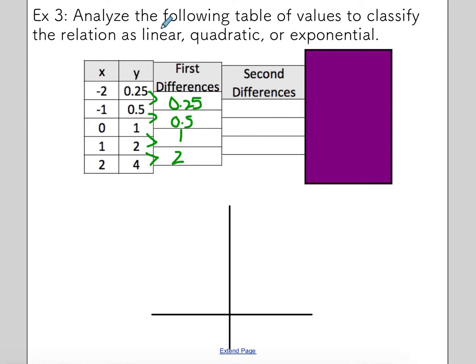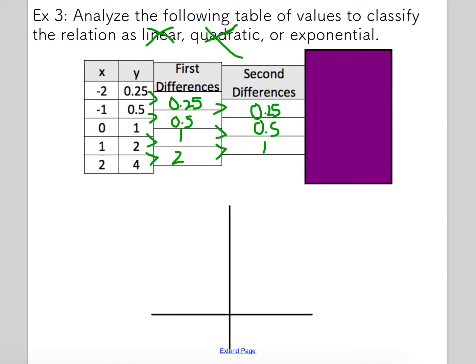Definitely don't have first differences that are the same, so I can cross off linear. And you know what? You can probably tell that my second differences here are also not going to be the same. All right, I've got 0.25. Subtracting 0.5 from 0.25 will give me 0.25. 1 minus 0.5 will give me 0.5. So right away you can see second differences here, definitely not the same. That kind of is a problem for us because we don't have a linear or a quadratic relation.